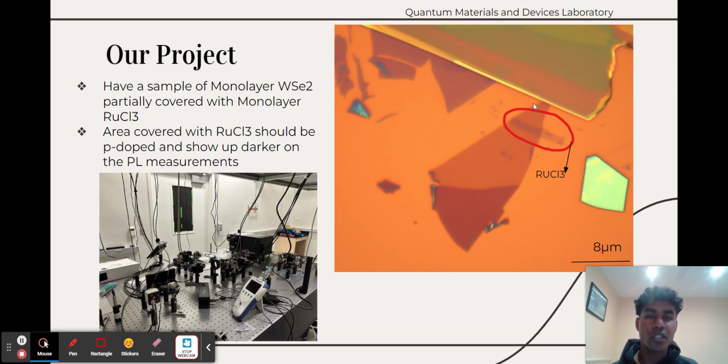Here's actually a picture of our sample that is loaded up in our optics table, ready for photoluminescence measurements and Raman spectroscopy measurements. It is actually a base monolayer tungsten diselenide that is partially covered by our p-doping agent ruthenium chloride monolayer.